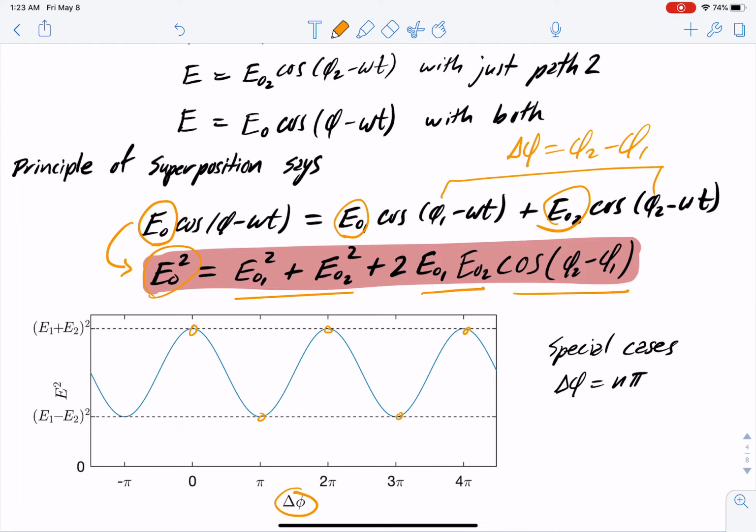And in that case, I hope you can see that if the cosine is -1, then we have these two terms minus that term. And that's actually a perfect square. That's this. I've dropped the little zeros on these because they just didn't fit. Whereas the maximum occurs when the cosine is 1, and then you have these two terms plus that, which is E1 plus E2 squared. So the oscillation goes between those two extremes.